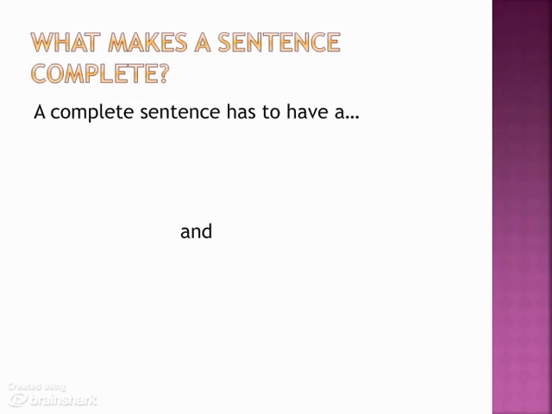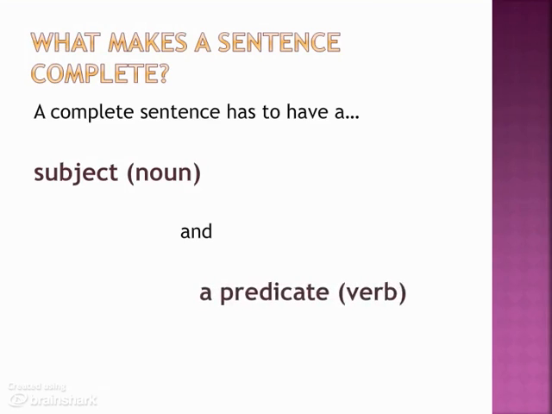A complete sentence has to have two things. The first is a subject or a noun, a main noun in the sentence. It also needs to have a predicate, which is a verb. So it needs a subject and a predicate, or a main noun and then a verb, what the noun is doing.